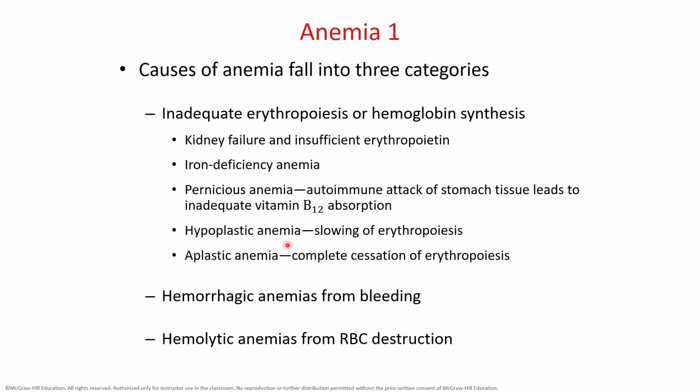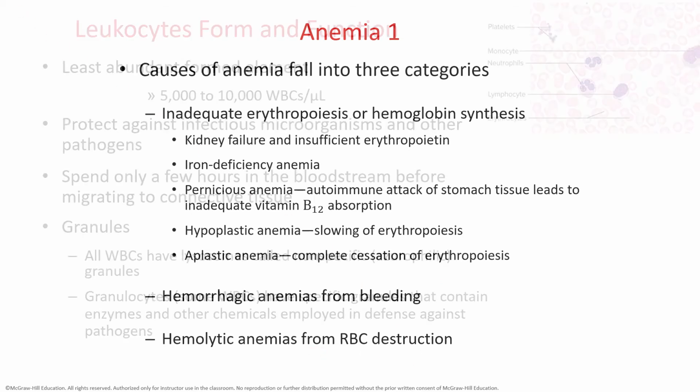You have hypoplastic anemia, slowing of the red blood cell production, or you have aplastic anemia, complete stop of the red blood cell production. You can also have anemia from bleeding. If you're bleeding out, if you lost a lot of blood, that will make you anemic. Also, hemolytic anemias from red blood cell destruction as well.